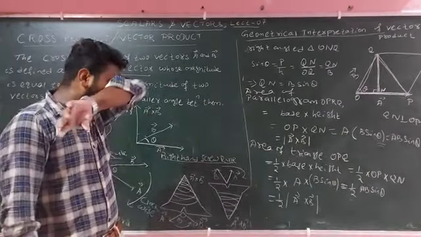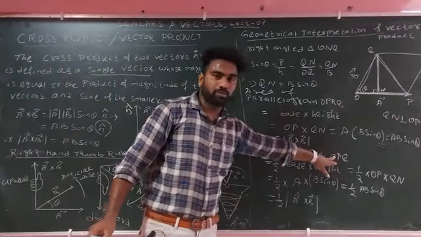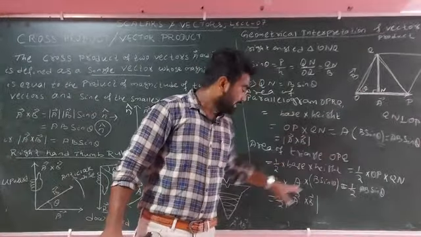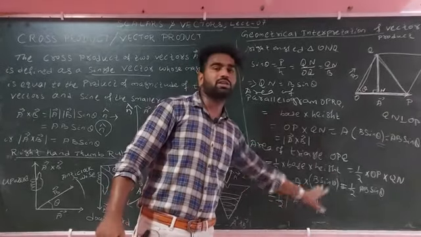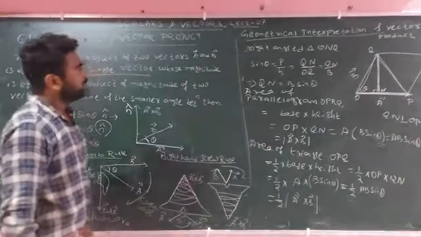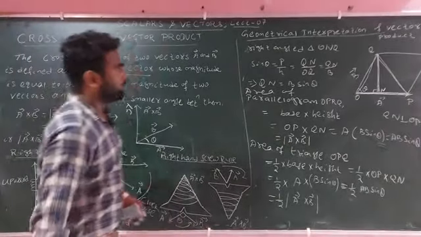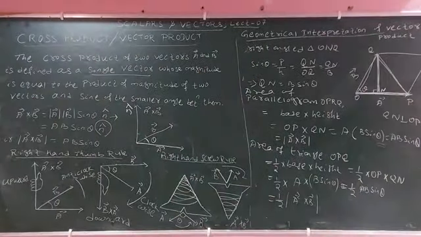So the area of a triangle OPQ is defined as half of the magnitude of A cross B. This is your geometrical interpretation of a vector product.